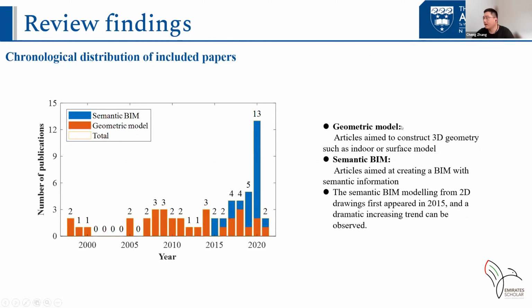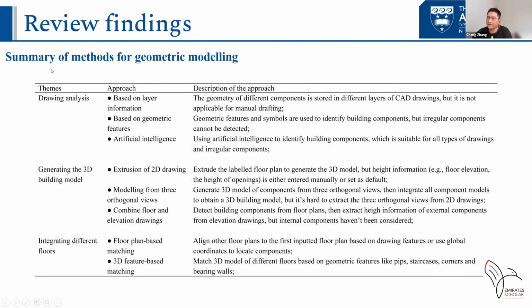The first one is the geometrical model, which includes articles aimed at constructing 3D geometry, such as an indoor or surface model. And the second one is the semantic BIM, which refers to articles aimed at creating a BIM with semantic information. Most articles only focused on generating a geometrical model, and semantic BIM modeling from 2D drawings first appeared in 2015, and a dramatically increasing trend can be observed. Especially during the last year, 11 papers focused on semantic BIM modeling, and only 2 papers focused on geometrical modeling.